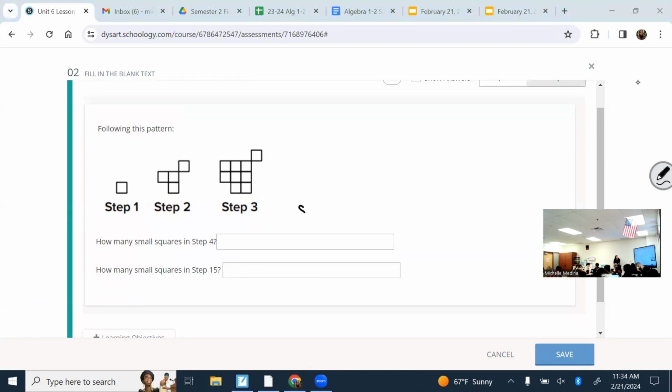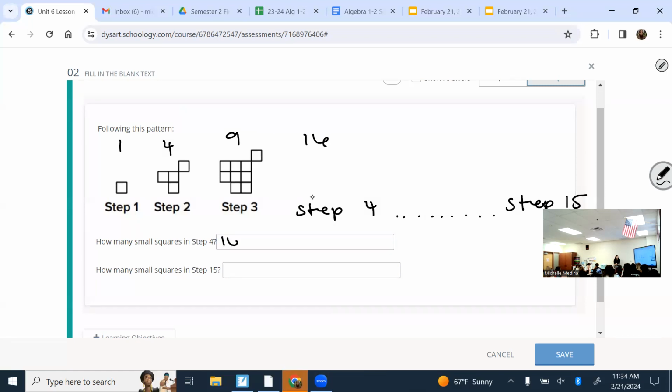So in the previous example, we were able to just continue the pattern because it wasn't that many steps ahead that they were wanting. Since it's going all the way to step 15, I'm not necessarily going to want to continue the pattern that many times. So step 4 we had from the last example. How many squares would there be in step 4? Remember, there was 1 here, 4 here, 9 here. What's the next perfect square? So there should be 16 in step 4.